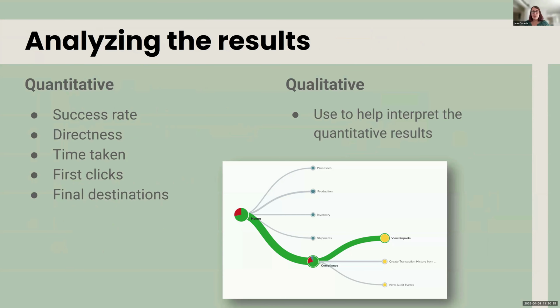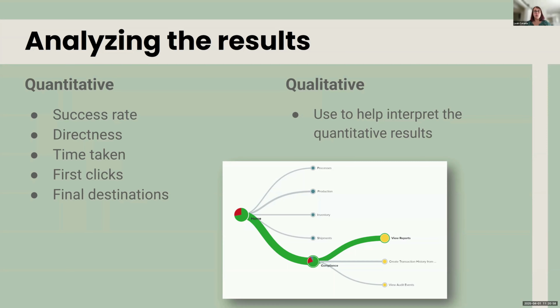So for analyzing the results, there are a lot of quantitative metrics that you should plan to log when you create your tree test. The first and simplest is the success rate. How many participants succeeded at finding the correct destination in each task? And there's directness, which is how many clicks the participant took to find the correct destination compared to the ideal number of clicks. You also want to measure time taken, which is very related to directness. So how long do they take on each task? If they have more clicks, they're probably spending more time.